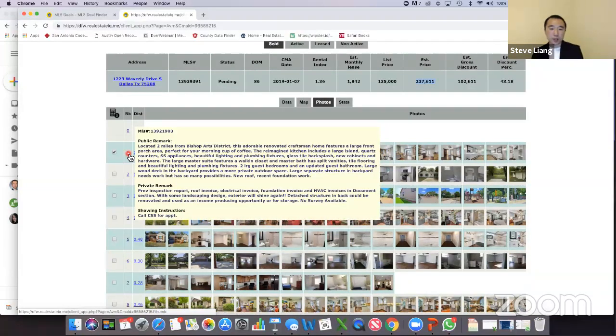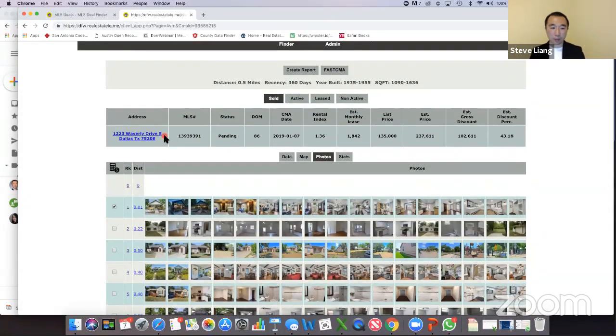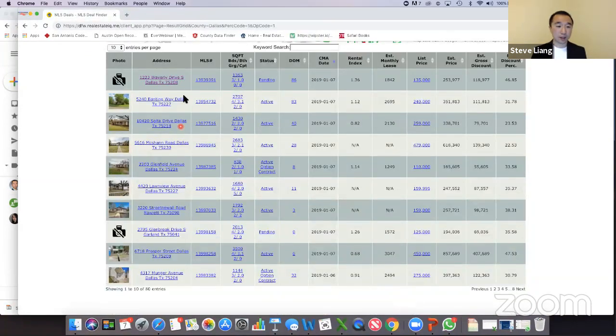And here, you know, let's be nosy. You can see the public remark, and you can see the description of all these properties: recent foundation work, new roof. The backyard still needs work. A lot of possibilities. It's very interesting. So this is a very good property, even though there's only one comp, and it's already pending. But we can see a lot of the other ones, and we can find these properties.